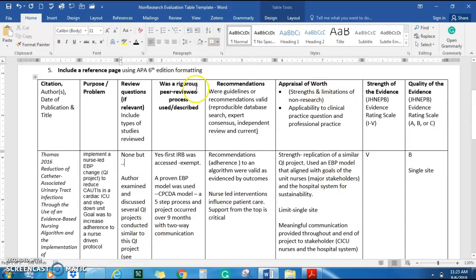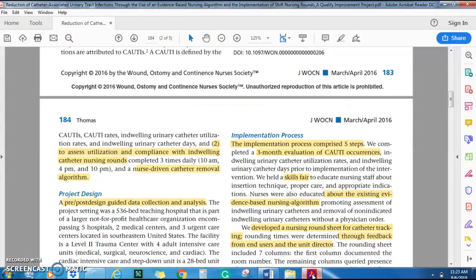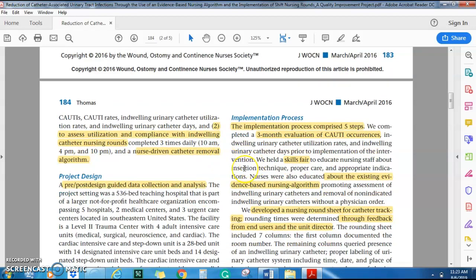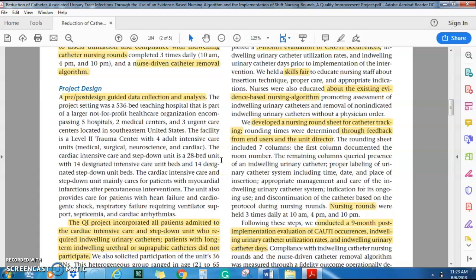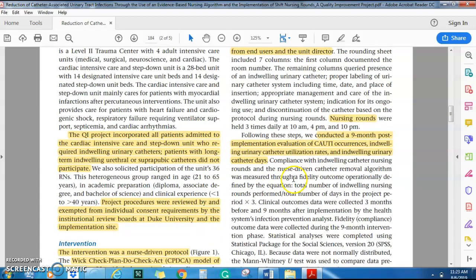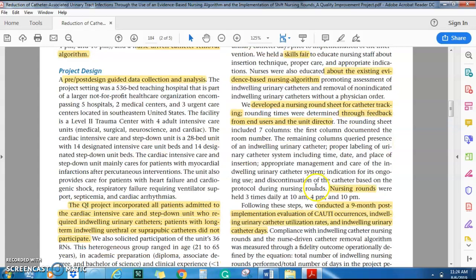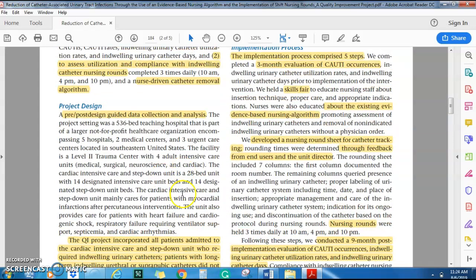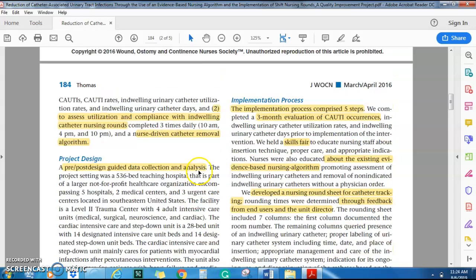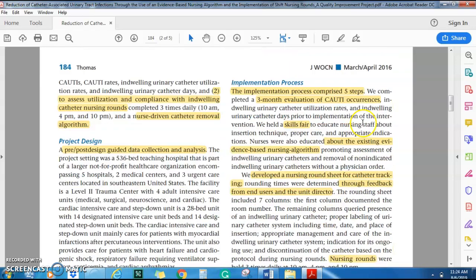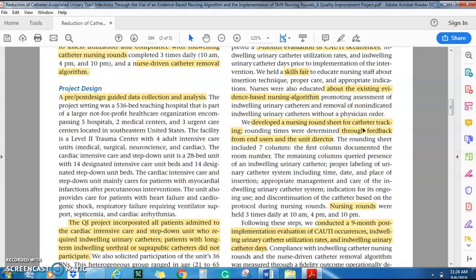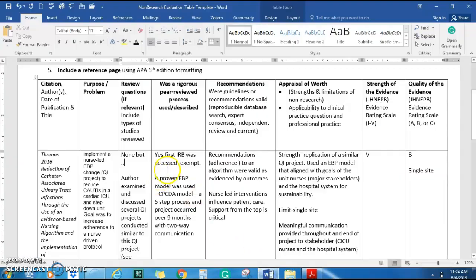Okay, so was this a rigorous peer-reviewed process? Usually this is applicable to clinical practice guidelines and expert consensus guidelines. But one thing they did do, which I thought was very important, and it's in here somewhere, is they did go to the IRB for the hospital. It was kicked out as exempt, but they did do it, and I can't find that right now. So I put in here, yes, they did access the IRB. It was exempt. And to me, that's very important.